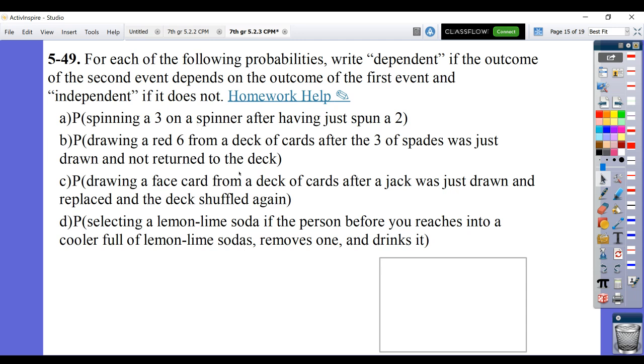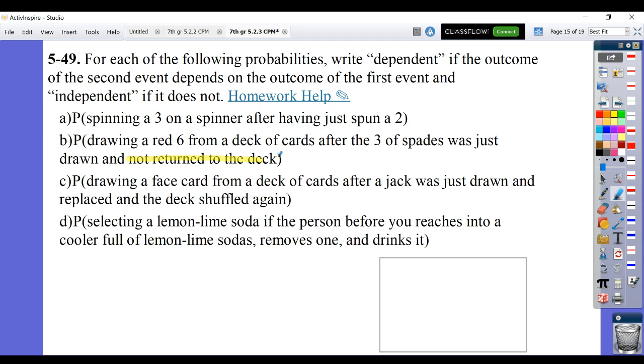For B, probability of drawing a red 6 from a deck of cards after the 3 of spades was just drawn and not returned to the deck. So again, the card has not been returned to the deck, so you have to think about, is your probability of the second event affected by that? You've taken out a card, you didn't put it back in. Have you changed that original sample space? Have you changed that deck of cards? If so, then it's dependent.